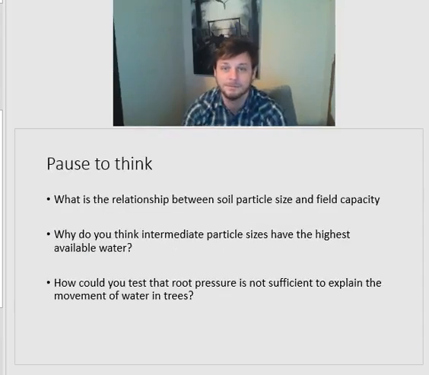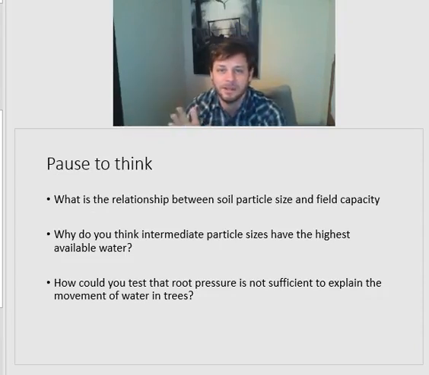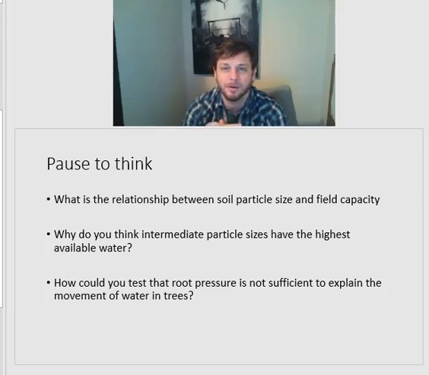But before that, let's pause and think. What is the relationship between soil particle size and field capacity? So the bigger the particle, the lower the field capacity, and so you could say it's an inverse relationship.